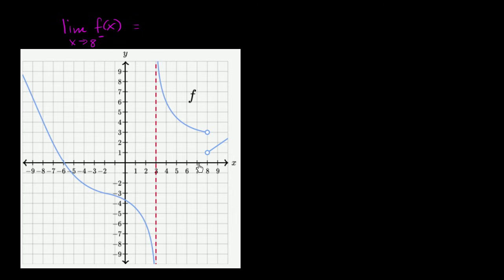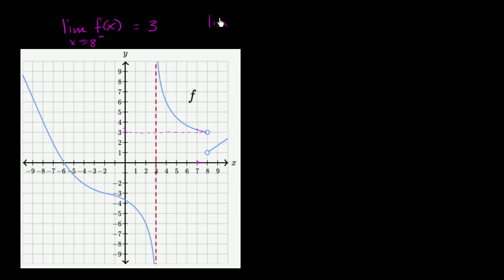So x is getting closer and closer to 8. So if x is 7, f of 7 is here. If x is 7.5, f of 7.5 is here. So it looks like our value of f of x is getting closer and closer and closer to 3. So it looks like the limit of f of x as x approaches 8 from the negative side is equal to 3. What about from the positive side?